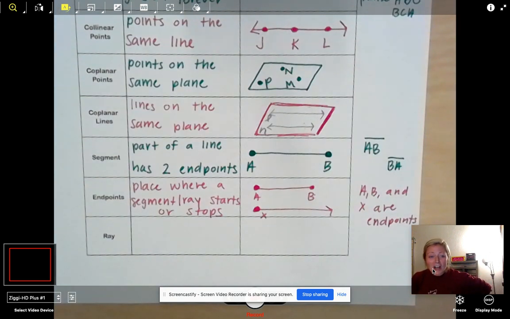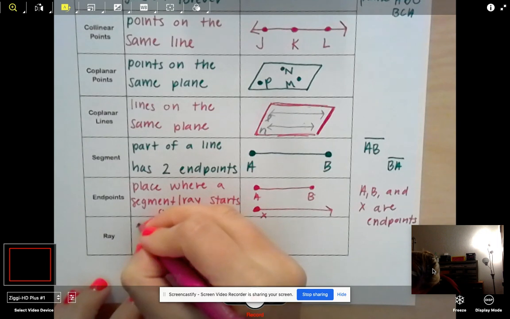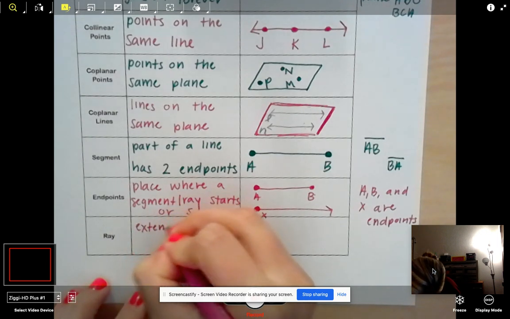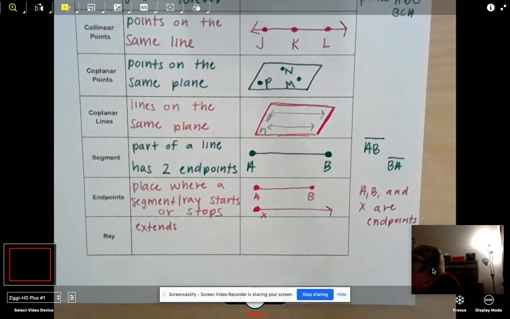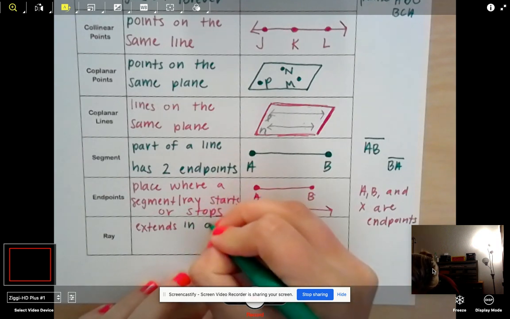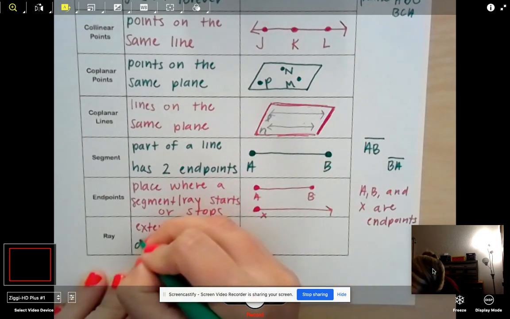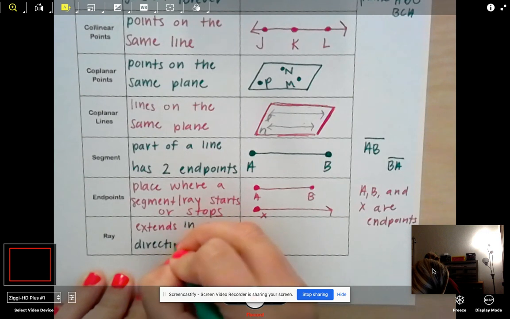Okay, finally, our last definition for notes today. So a ray extends in one direction for forever. So it's kind of like a line, but instead of going in both directions for forever, it just starts and then goes, I should probably go this way, and then goes forever in just one direction. So extends in one direction forever.